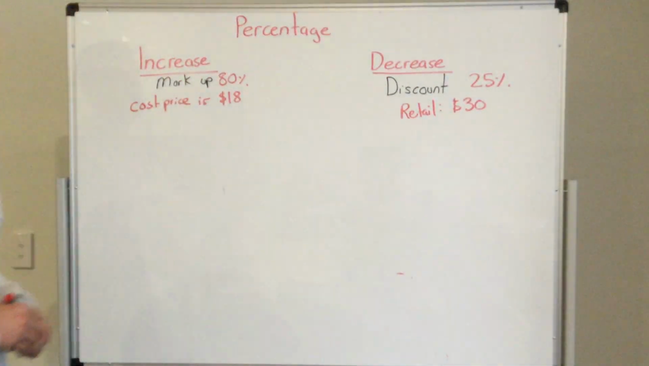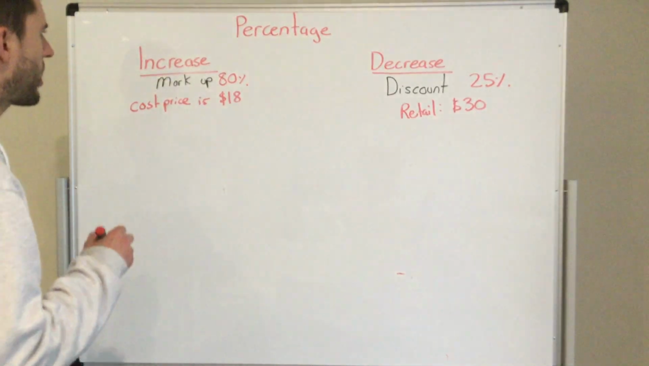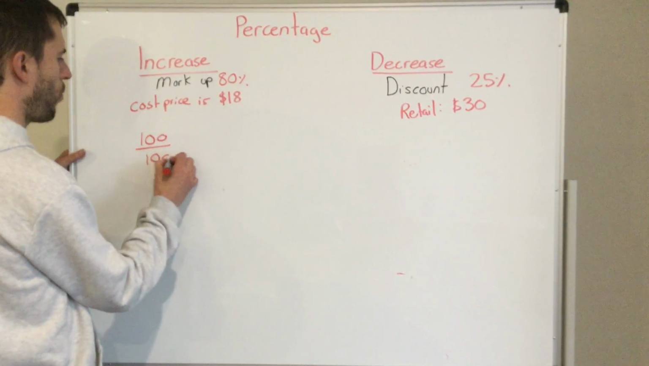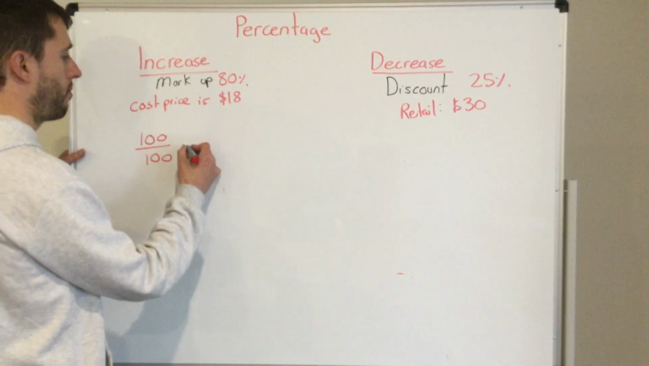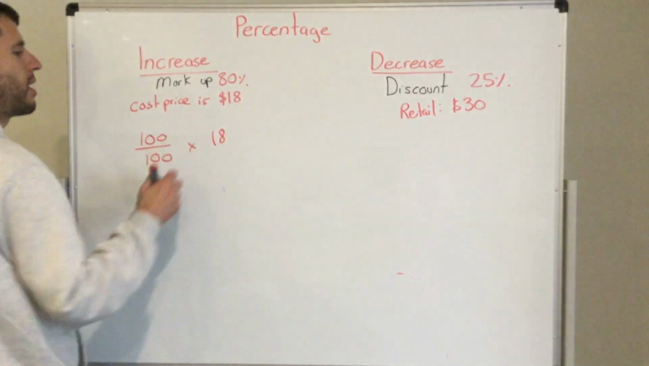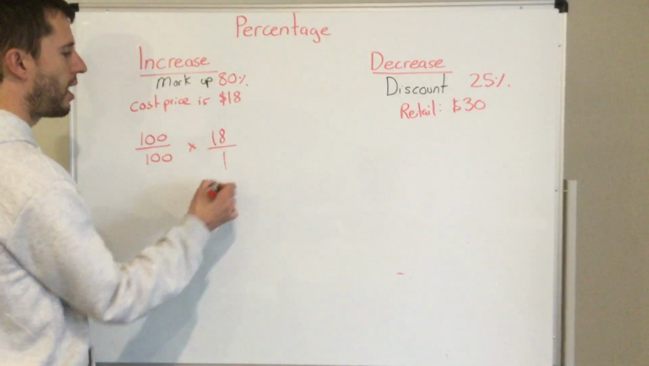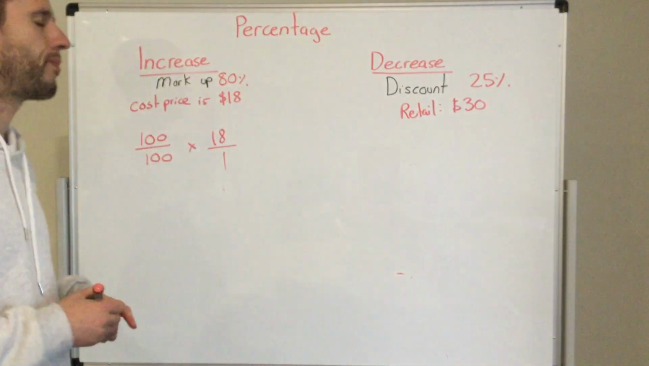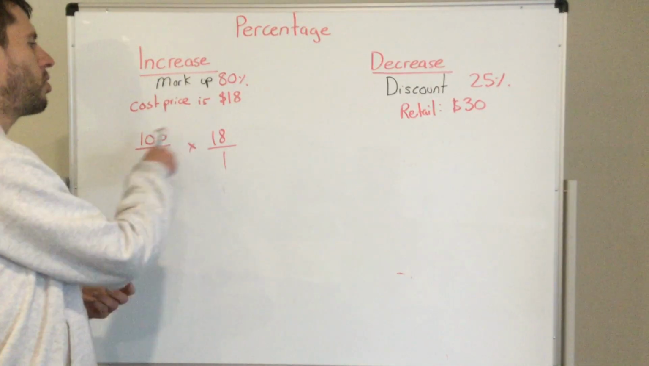Okay, so let's start off with increase. Markup of 80%. Cost price is $18. So the first thing I'm going to be thinking about is the cost. 100% is 100% of what it cost me already. So it's 100 out of 100 times 18. 18 and 18 over 1 is the exact same, just making the fraction so it looks easier.